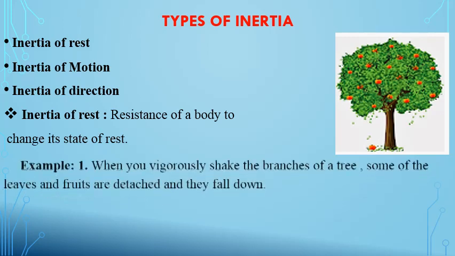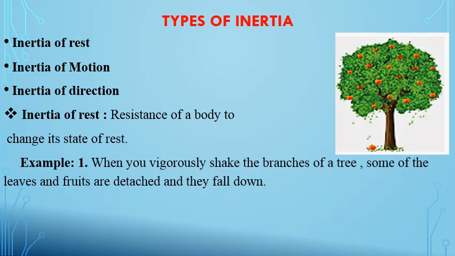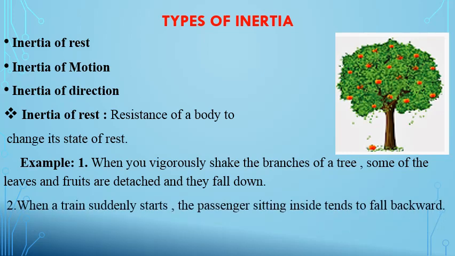See the picture: if you shake the trees, the fruits will detach and fall down due to gravity, but the tree is at rest. And also one more example: when a train suddenly starts, the passengers sitting inside the train fall backward because the lower part of our body moves with the train and the upper part of our body tends to be at rest. This always happens due to the inertia of rest.